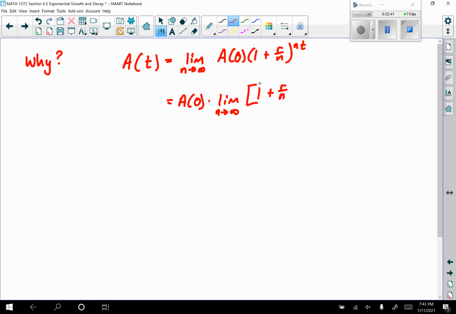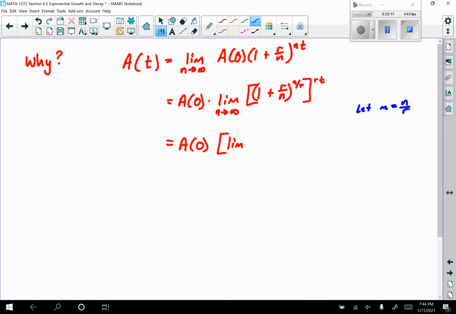Now, I'm going to do a little manipulation here. I'm going to say this is n over r and then r times t up here, because this would still give us n times t. I'm just dividing n by r, then multiplying r by t, and you're going to see why in a second. I still have my initial amount. Then we're going to say times the limit as m goes to infinity. So what I'm doing here, let's let m equal n over r.